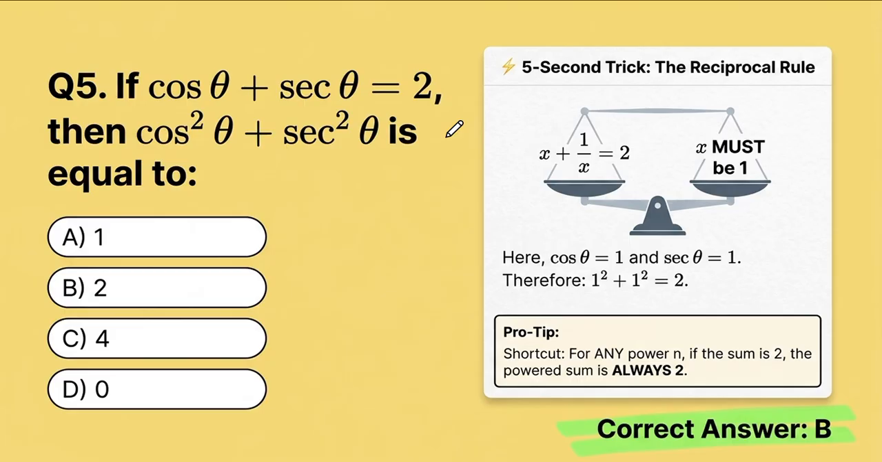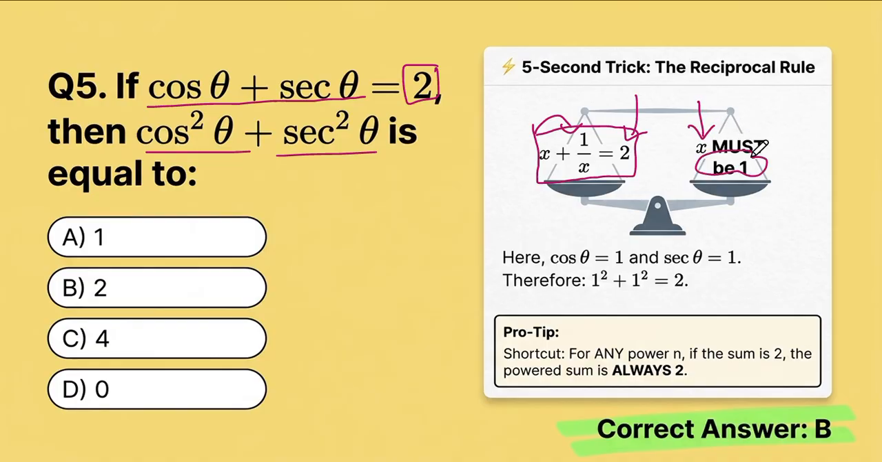Next question. If cos theta plus sec theta is given to be 2, then what is the value of cos square theta plus sec square theta? To solve this question, we will apply a trick. Whenever you come across an equation of the type x plus 1 by x equal to 2, the value of x must always be 1. Here also, cos theta plus sec theta, where sec theta is 1 upon cos theta, is equal to 2. It matches the equation x plus 1 by x equal to 2, so our cos theta value is equal to 1.